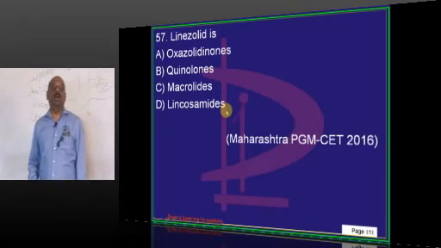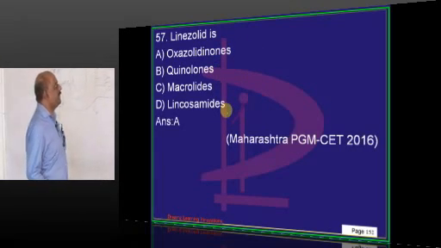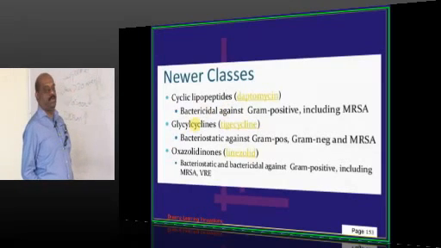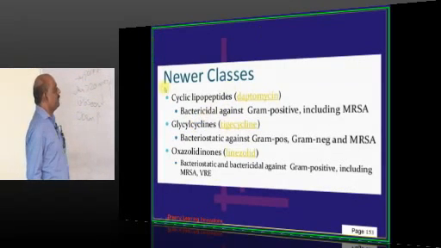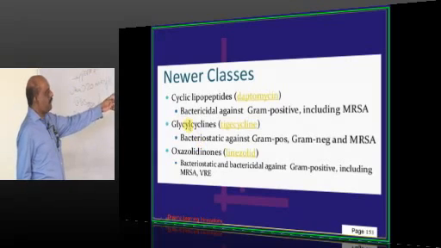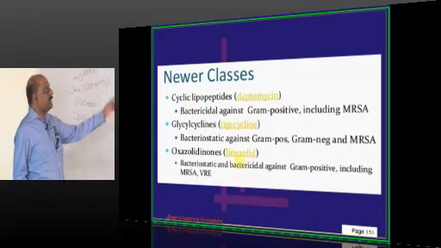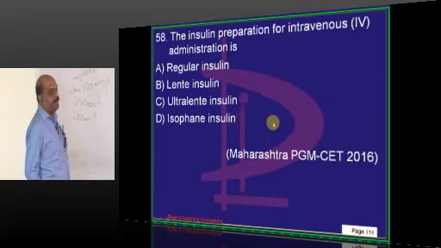Linezolid is what? Linezolid comes under the classification called oxazolidinediones. So, you have oxazolidinediones, glycylcyclines, cyclic lipopeptides. That's how the newer class of drugs have been divided into.